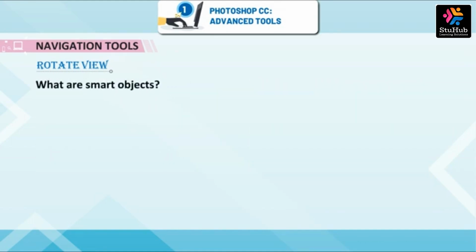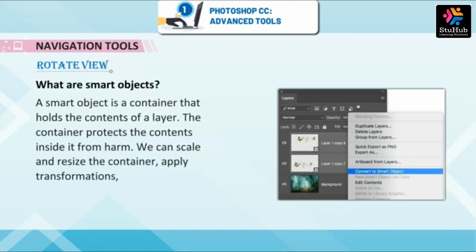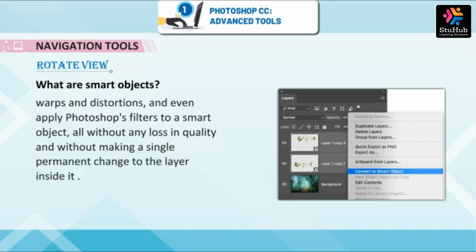What are smart objects? A smart object is a container that holds the contents of a layer. The container protects the contents inside it from harm. We can scale and resize the container, apply transformations, warps and distortions, and even apply Photoshop's filters to a smart object, all without any loss in quality and without making a single permanent change to the layer inside it.